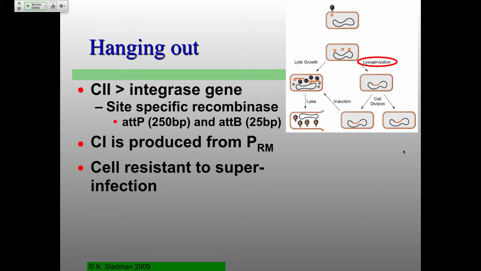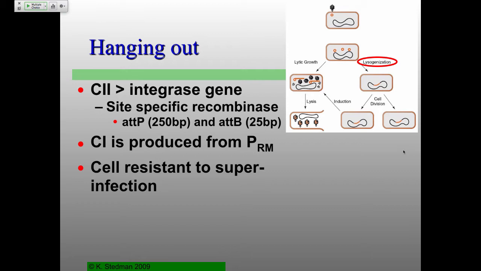How do you know that? Because if you have a mutation in C2, that means a clear plaque, just like you'd have with a clear plaque if you have a mutation in the lambda repressor. And so it's the expression and stabilization of C2 that leads to your lysogenic growth.